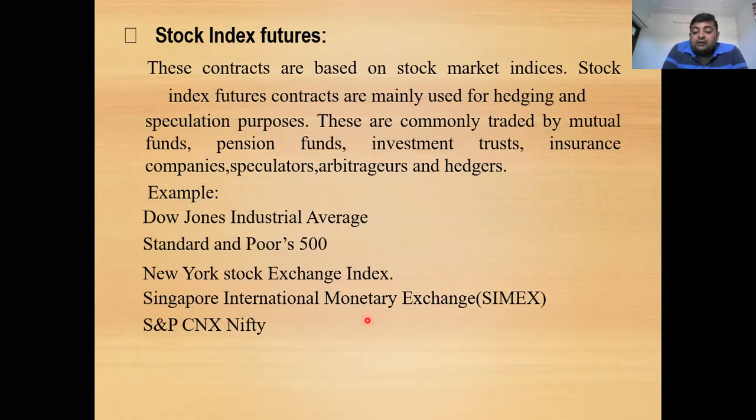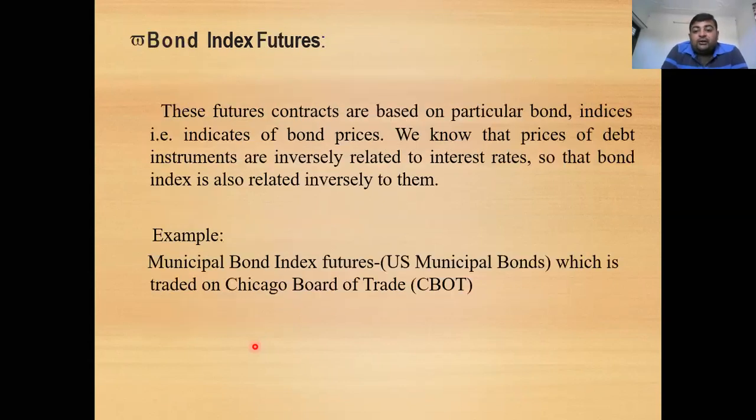Singapore International Monetary Exchange, that is SIMEX, and S&P CNX Nifty, that is the Indian one. So that is Standard and Poor's CNX Nifty. That is common. Now these are some of the examples of stock index futures. Next is the bond index future.